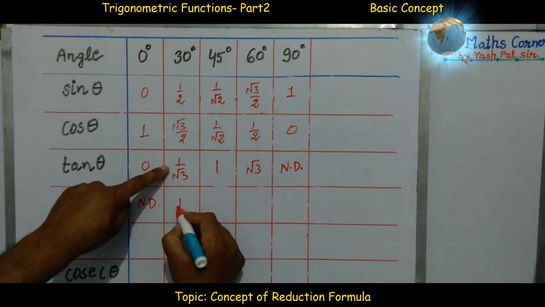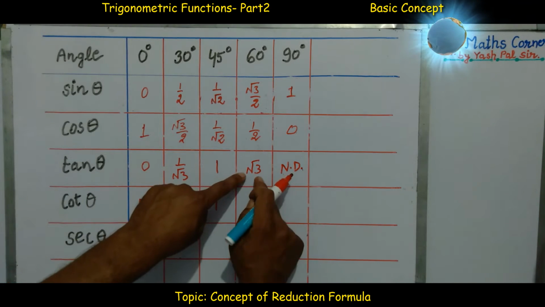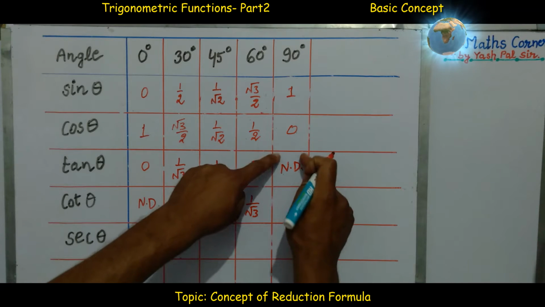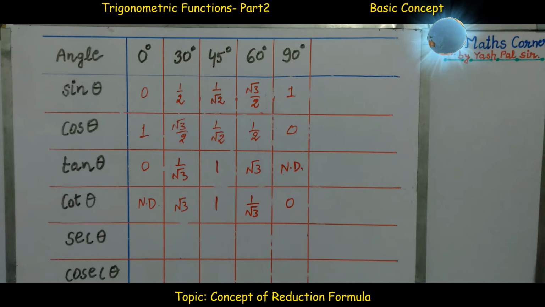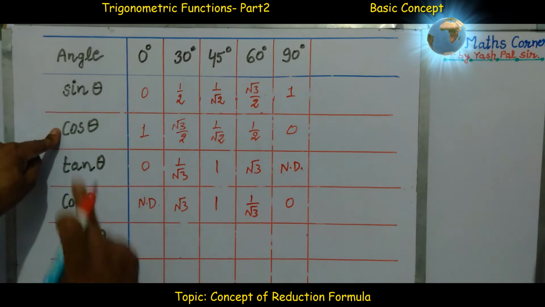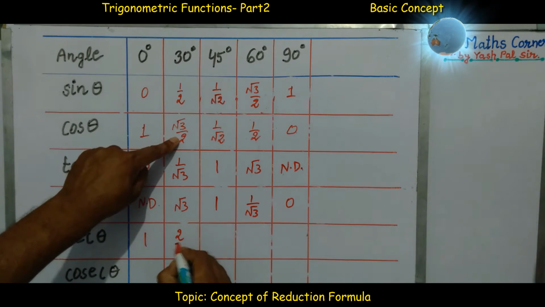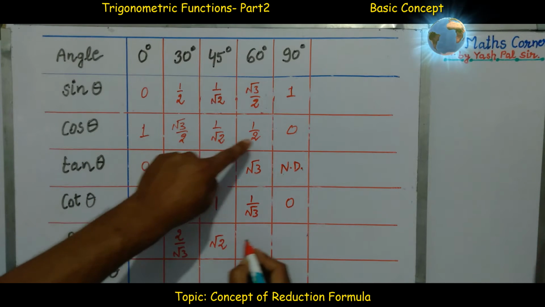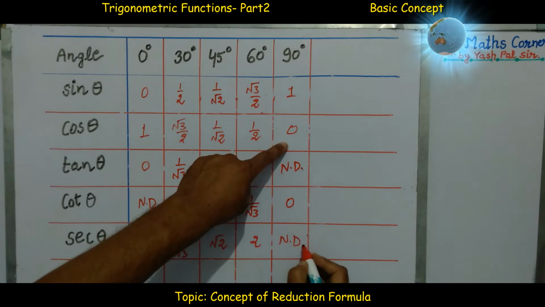Its reciprocal is square root 3. Reciprocal of 1 is 1. Reciprocal of square root 3 is 1 upon square root 3. 1 upon not defined, that becomes 0. Now secant theta is the reciprocal of cos theta, 1 upon cos theta. So value is 1, 2 upon square root 3, square root 2, 2. 1 upon 0, again not defined.